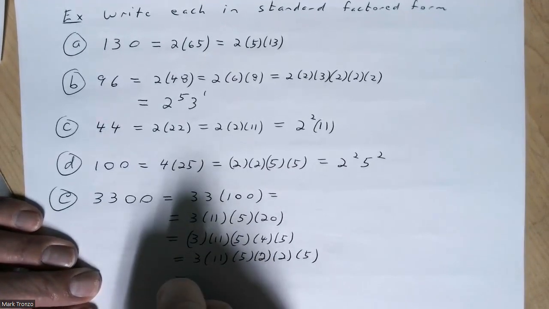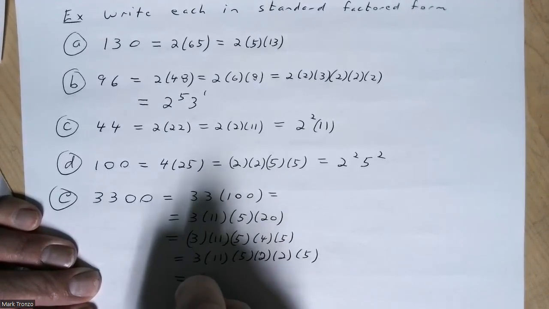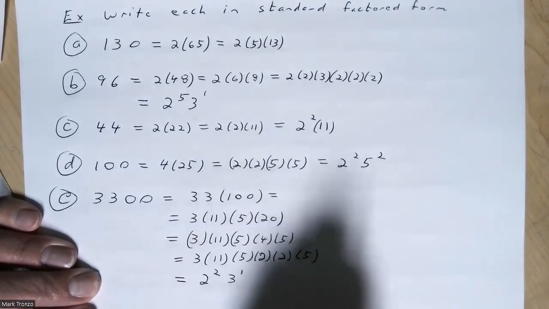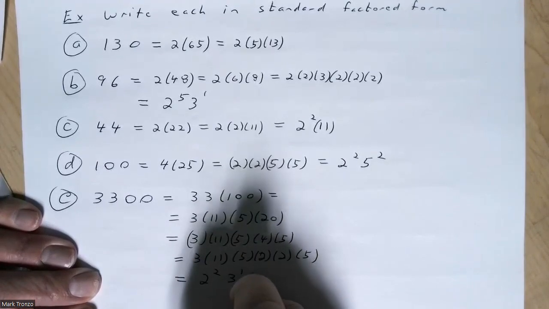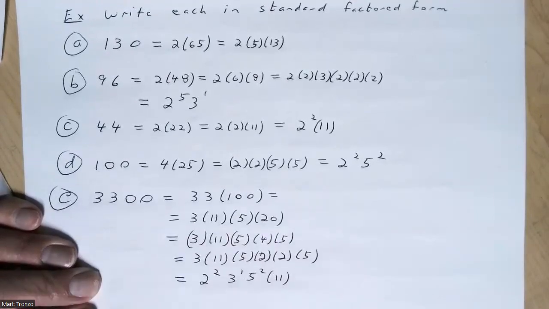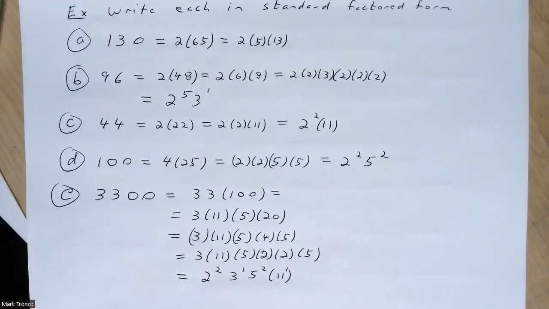And so let's gather our numbers together. Again, always put them in ascending form just to make it look nice. So we have 2 2s, 2 squared. And then we have 1 3. We have 2 5s. And 1 11. You don't have to put the powers, of course, if they're to the first power. So all of these are written in standard factored form. Remember, the final form has to have only primes.